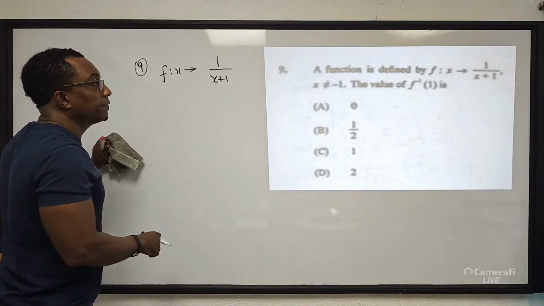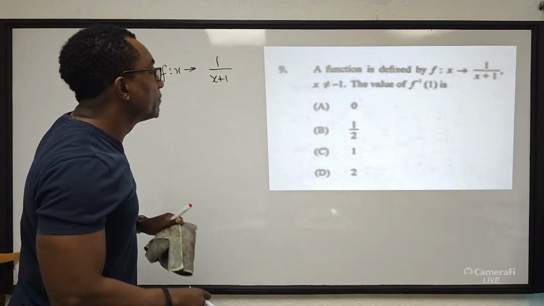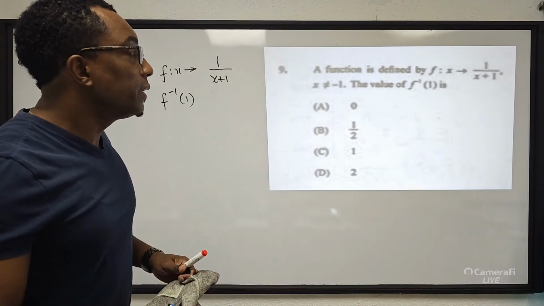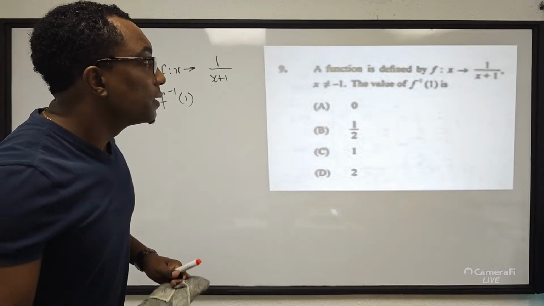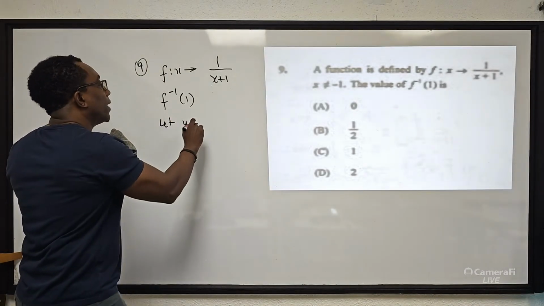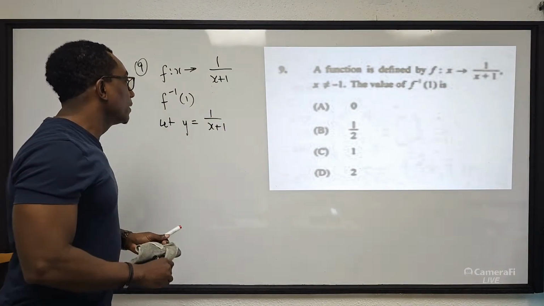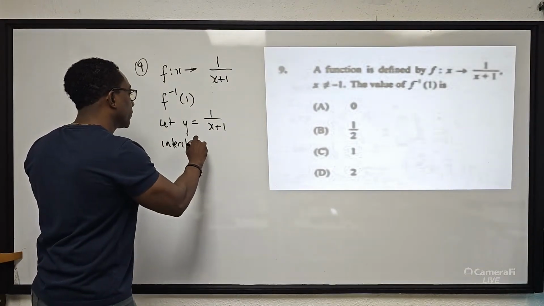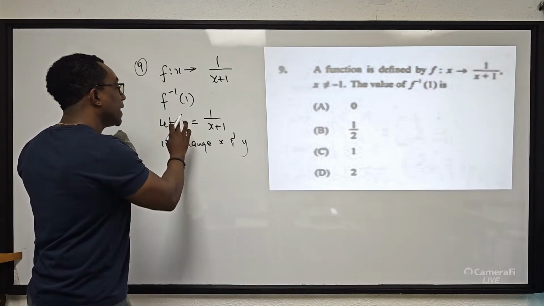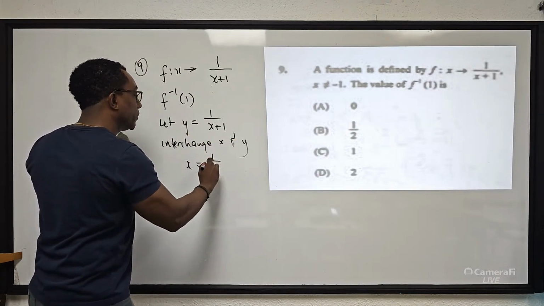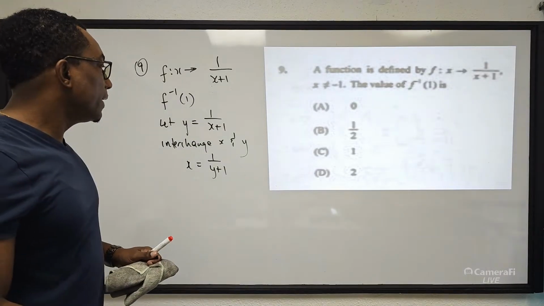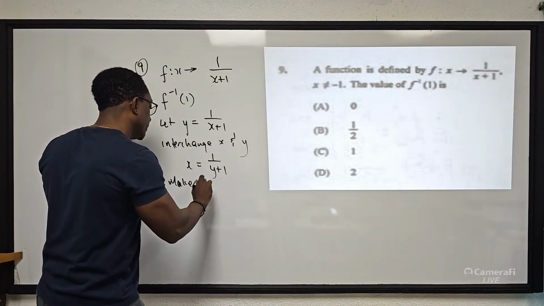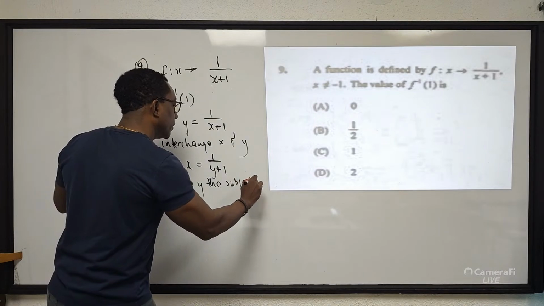So what are we going to do? To find f inverse of 1, to find f to the power of negative 1 of 1 in brackets, we are going to carry out 3 important steps. So the steps are, we're going to let y be equal to 1 over x plus 1. My second step is to interchange x and y. So where I see y, I'm putting x. Where I see x, I'm going to put y. And then my final step is to make y the subject of the formula.